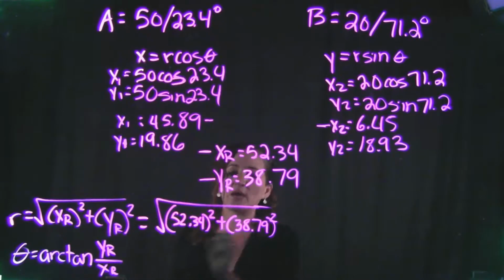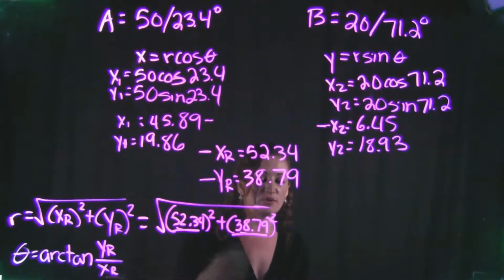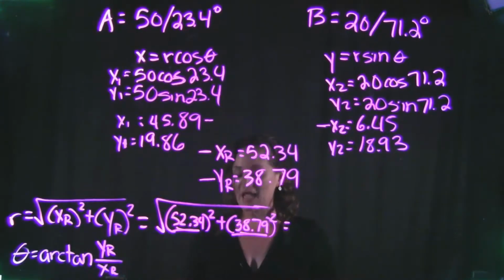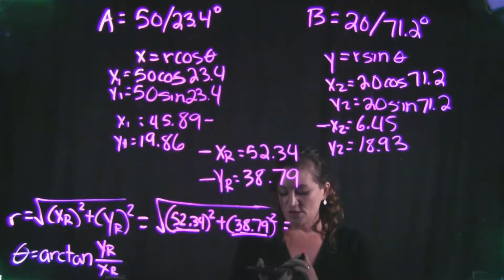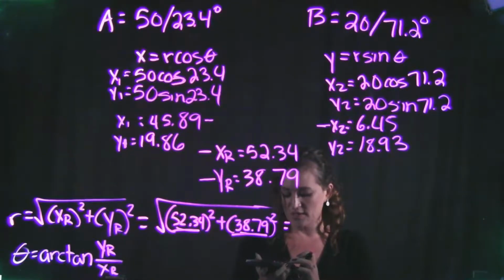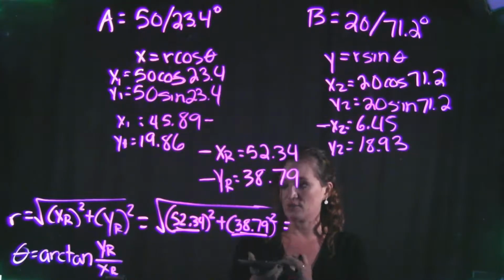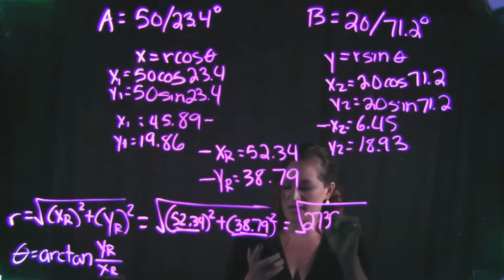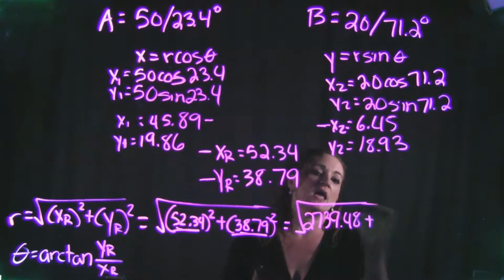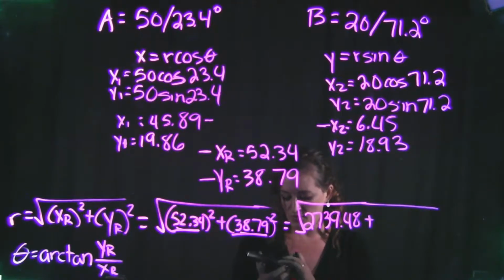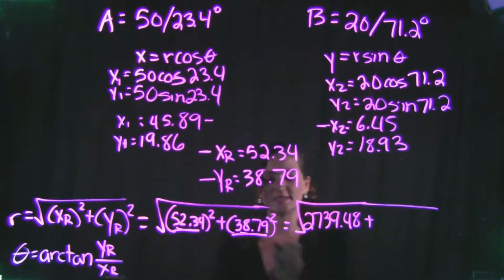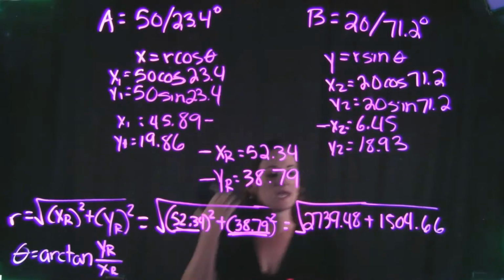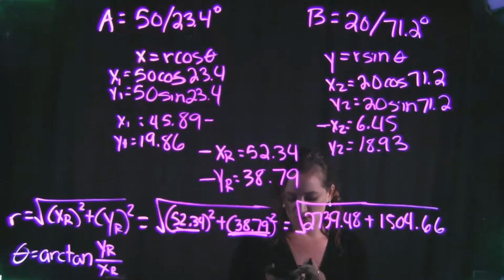So we do need to follow order of operations in order to simplify this down. So I would recommend squaring them first. So we need to take 52.34 squared. We'll then do 38.79 squared. We will add them together and then find the square root. So we would need to do 52.34 times 52.34, and that would give us 2739.48, and we need to add that to, well, 38.79 times 38.79, and that's going to give us 1504.66.